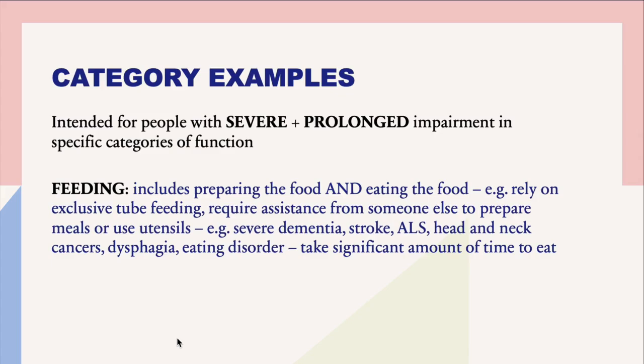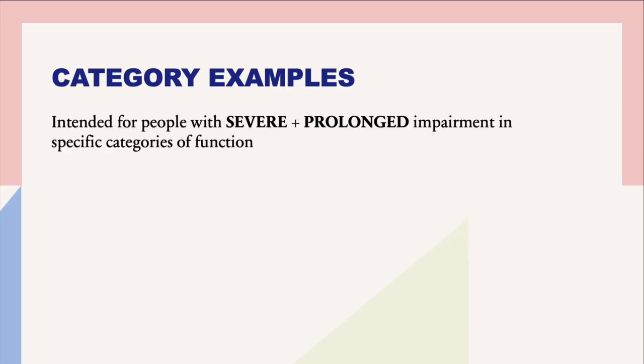Next would be feeding. That actually includes preparing food and eating the food. For example, they may rely on exclusive tube feeding, they require assistance from somebody else, or they can't eat at all. Examples could be severe dementia, stroke, ALS, head and neck cancers, severe dysphagia, eating disorders even, right? So they do in fact take a significant amount of time to prepare food or to eat.